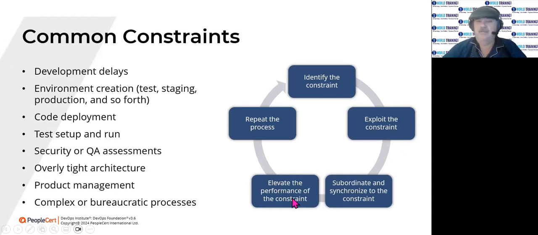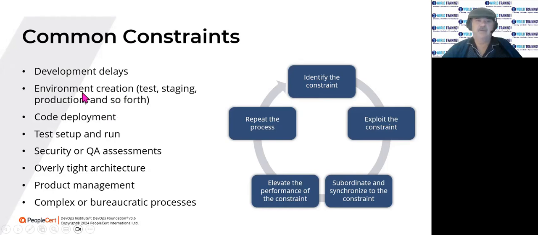Then you can elevate the performance of the constraint. In other words, improve the constraint so that you can get more through that, and then repeat the process until you constantly are looking for what is the current constraint and then improve that constraint. That's the best way to go about it. So many different kinds of constraints can occur in this flow from development to production. Certainly development delays, where development is slow to produce changes, perhaps.